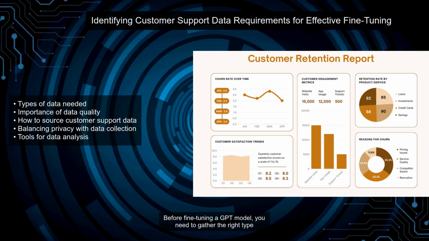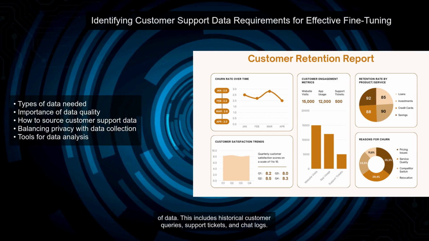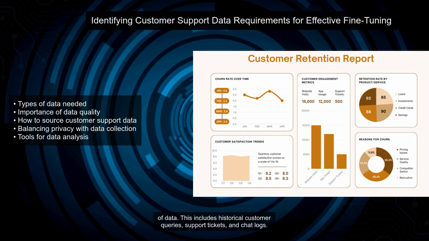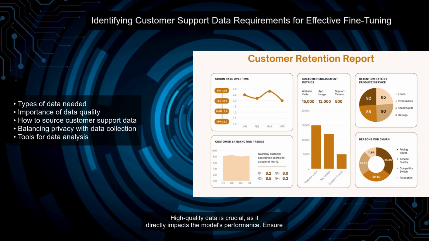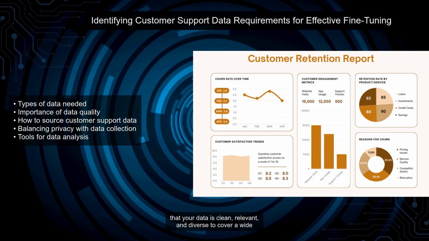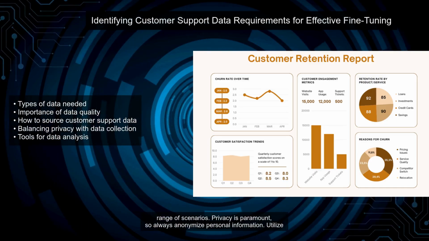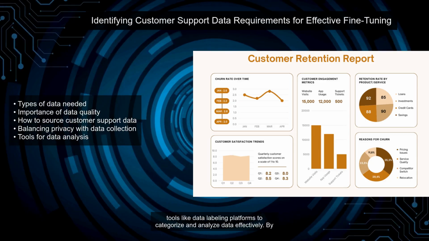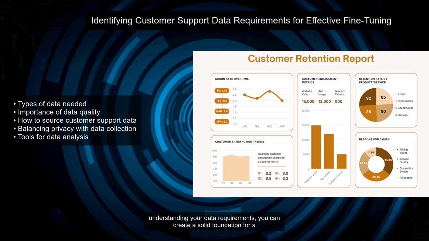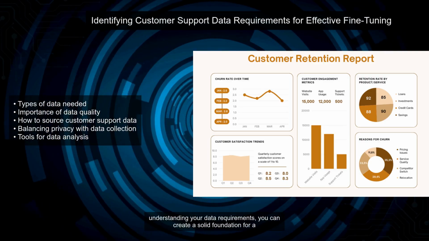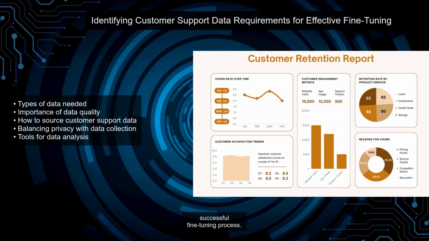Before fine-tuning a GPT model, you need to gather the right type of data. This includes historical customer queries, support tickets, and chat logs. High-quality data is crucial, as it directly impacts the model's performance. Ensure that your data is clean, relevant, and diverse to cover a wide range of scenarios. Privacy is paramount, so always anonymize personal information. Utilize tools like data labeling platforms to categorize and analyze data effectively. By understanding your data requirements, you can create a solid foundation for a successful fine-tuning process.